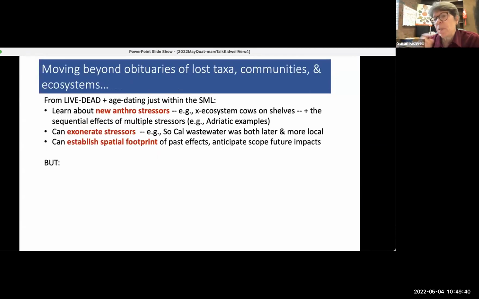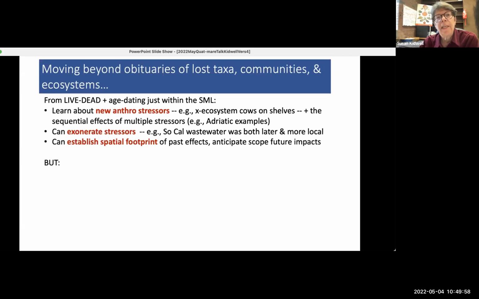We want to move beyond, that's the thing about conservation paleobiology and historical analysis using fossil material, is that we are writing obituaries, increasingly refined obituaries. But the obituaries of lost taxa, lost communities, and increasingly lost ecosystems.